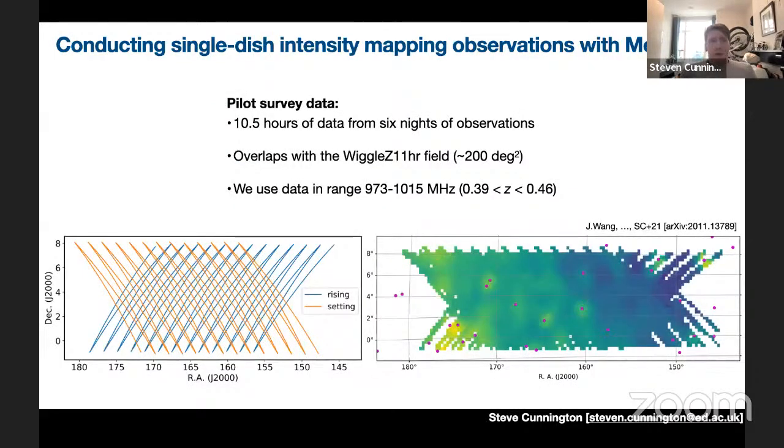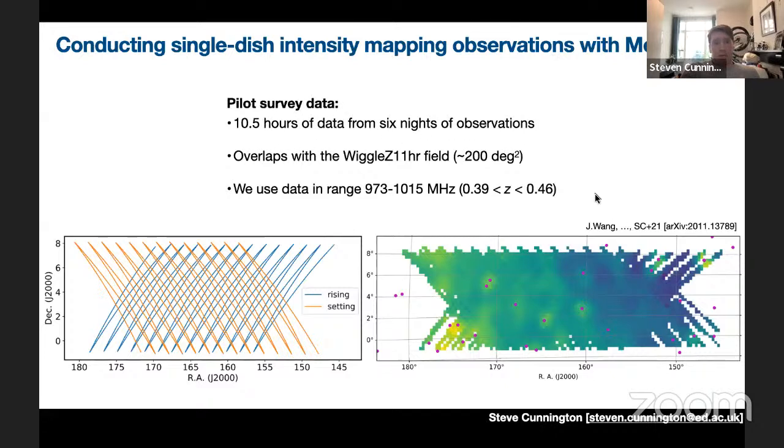Okay, but yeah, operating in this kind of mode, this single dish mode, presents a bit of a technological challenge in its own right. So this is something we needed to make sure worked. The earliest effort with this data was just making sure we could calibrate maps of the sky. This was using the pilot survey data, and this is what I'll go on to talk about, our efforts to detect a cosmological signal within this data.